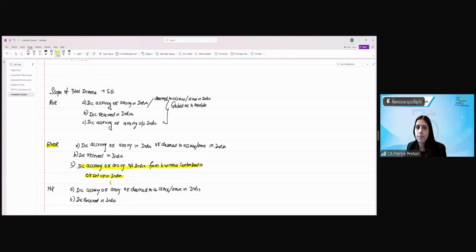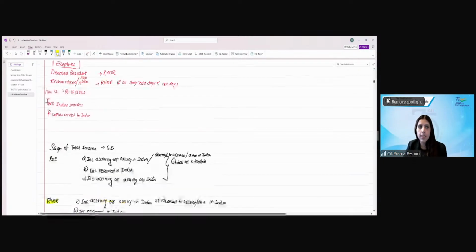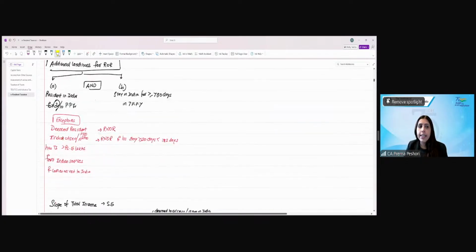Yes or no? Yes, ma'am. Clear. Okay, what is the next exception? An Indian citizen or PIO who has total income more than 15 lakh from Indian sources and who is coming on a visit to India will also be considered as RNOR if his stay is greater than or equal to 120 days and less than 182 days. So for him, we will not consider the other two, A and B conditions. We will only check whether his stay is more than 120 and less than 182 days. Clear?